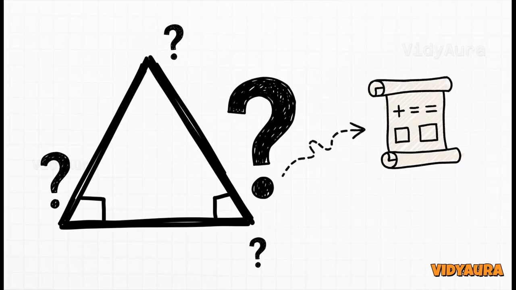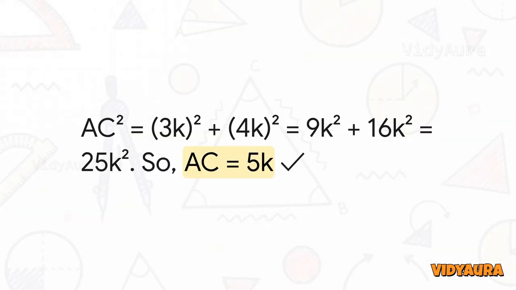Okay, so we have two sides of our triangle, but we're missing the third one, the hypotenuse. We need it for the sine and cosine ratios. So, how do we find the third side of a right-angled triangle when we know the other two? Exactly, our good old friend the Pythagoras theorem. So let's plug in the values.